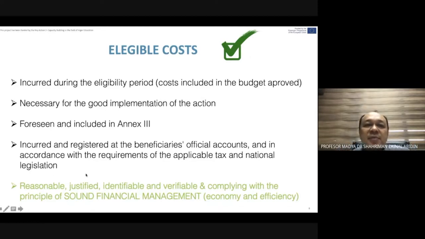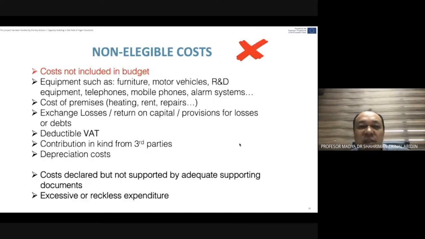So the reason is that when we deal with cost, it must be something reasonable, justified, identifiable, verifiable, complying with the principle of sound financial management, in the context of economy and efficiency. Okay, non-eligible cost: cost not included in the budget.